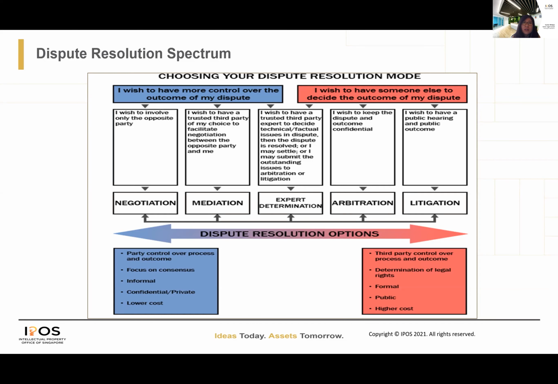Because of this, there are no forms to fill, no rules to comply with, no one that you have to appoint. Generally, it is of a lower cost. Now, if you see right beside negotiation is mediation.